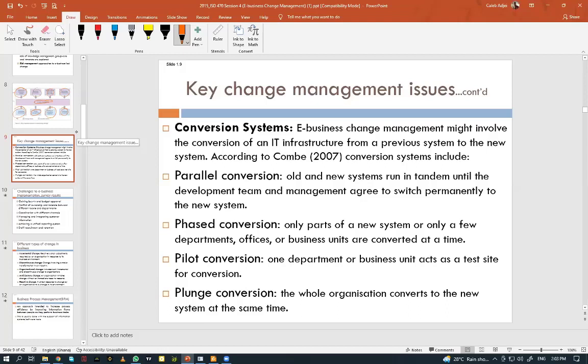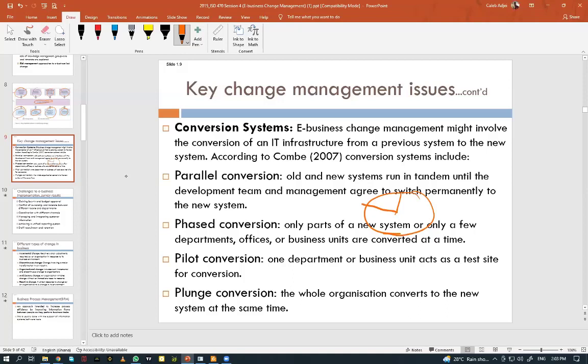Then we have what we call the phase-based conversion. That is, only part of the new system, or only a few departments, offices or business units, are converted at a time. So we might have, let's say, a business entity.